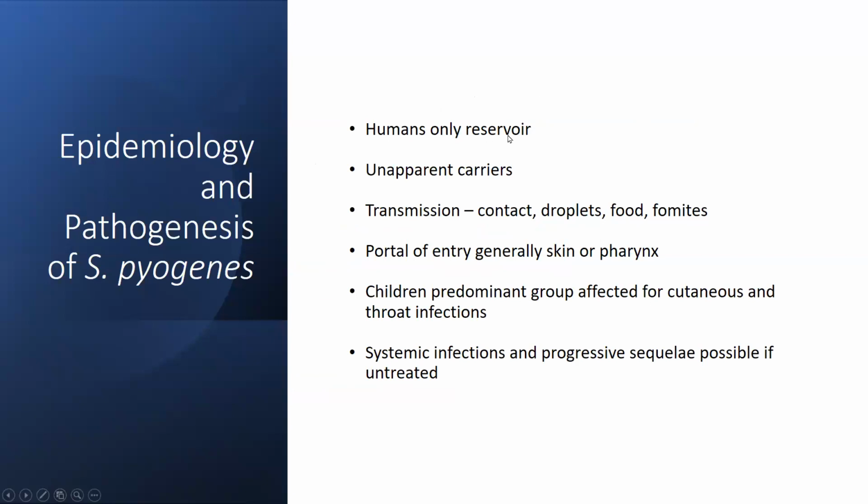So the only reservoir for strep pyogenes is humans. We can also carry it. Transmission is typically by droplets. You could get it from fomites, food contact. It typically enters via the skin or pharynx, and children are mainly affected for the cutaneous and throat infections. You can, though, see, as we've seen in other lectures, systemic infections and potential sequelae for untreated strep pyogenes infection.